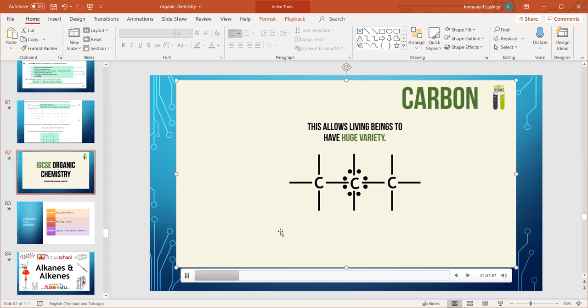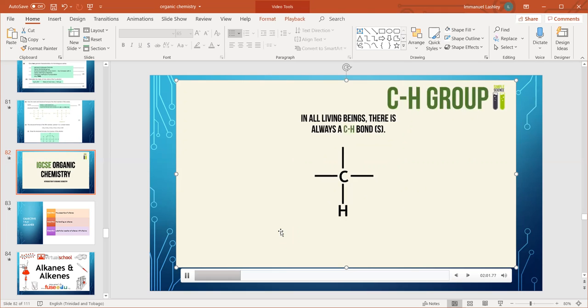So now we talk about a very important concept in organic chemistry, and that is the CH group. In all living beings, there will always be carbon compounds which contain the CH bond. And what's great about the CH bond is that it will help us separate between compounds which are not organic and compounds which are organic.